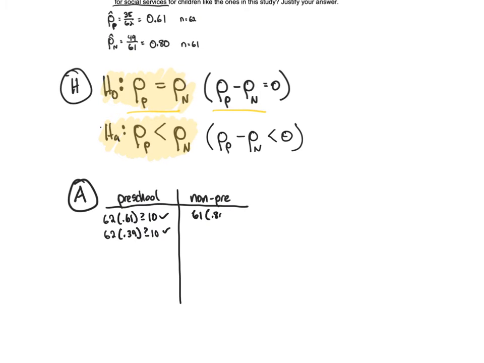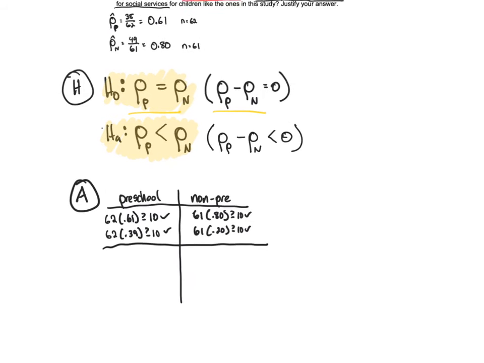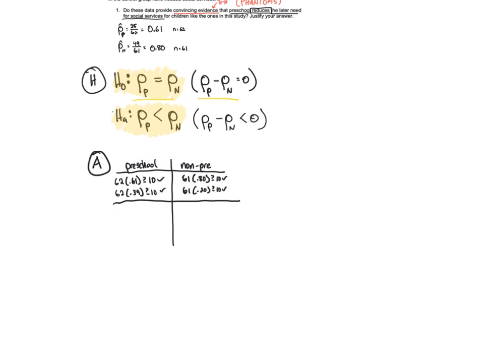61 times 80%. Is that greater than or equal to 10? Yep. 61 times 20%. Is that greater than or equal to 10? Yeah, not by much, but it is. It doesn't matter how much it is. It just has to be greater than 10. So these are both going to take on normal shapes independently. So together, it will take on a normal shape.